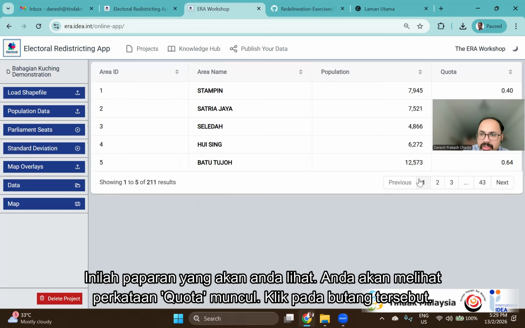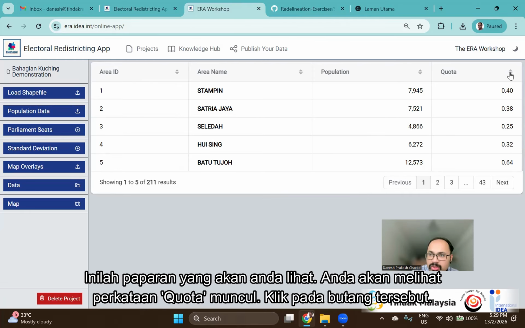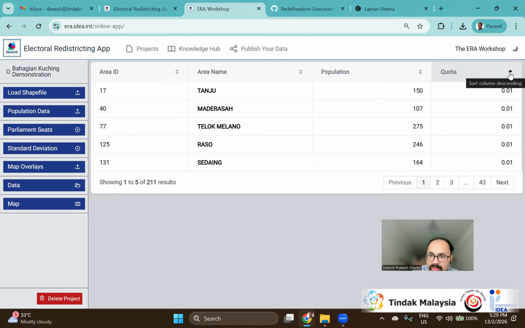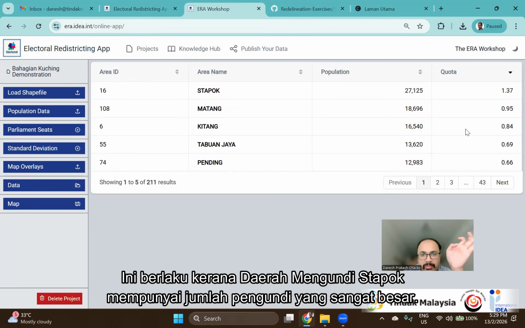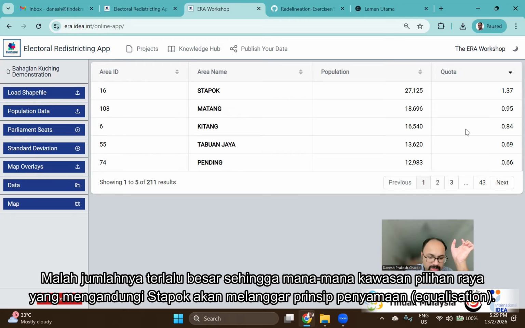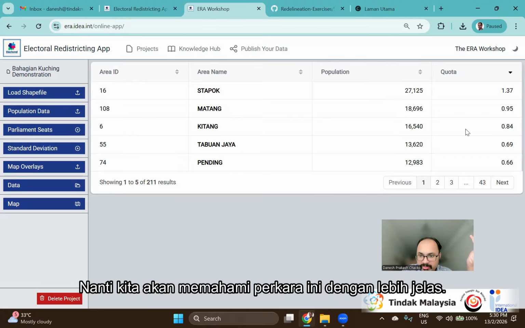So this is what you get, and instantly you see this word quarter appears. And just press on this part. So we have a situation that one of the polling districts is a super Daerah Mengundi, or super DM, as I like to call it. What has happened is the polling district of Stapok has more than enough voters, so much so that any constituencies having Stapok will violate the principles of equalization. Later we will make sense of it.